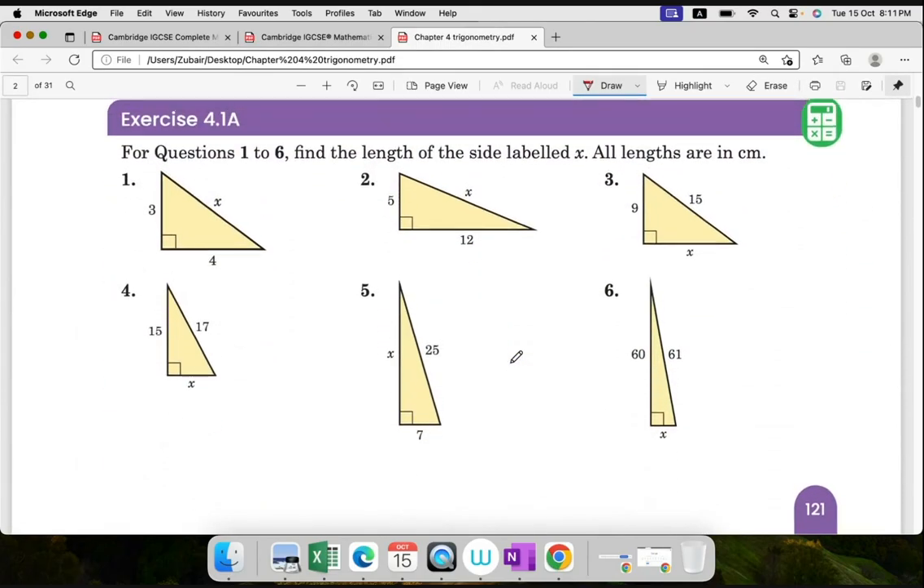First exercise based on the same concept. For questions 1 to 6, find the length of the side labeled x. All lengths are in centimeters. Haris, try the first one. Ali, try the third one. Are you doing it orally or writing it? Writing. Okay.